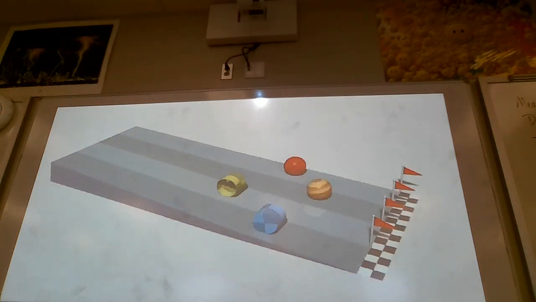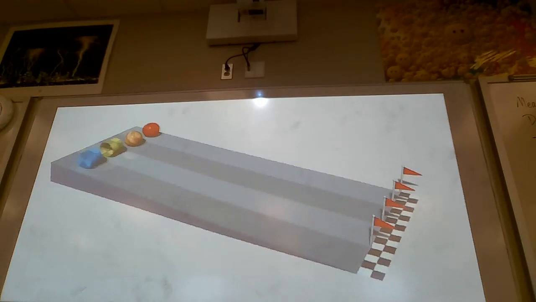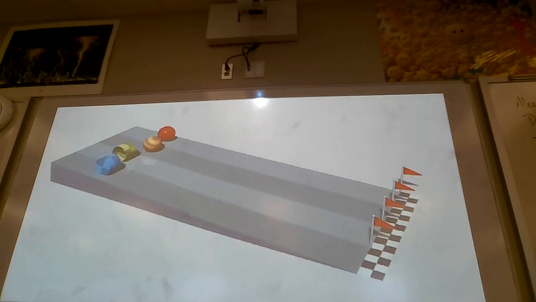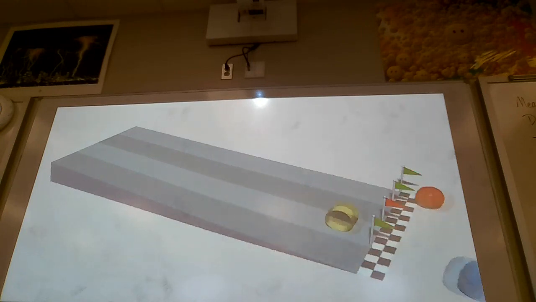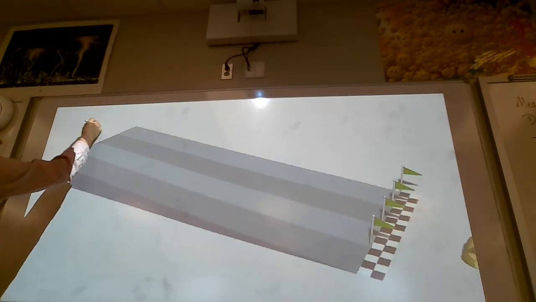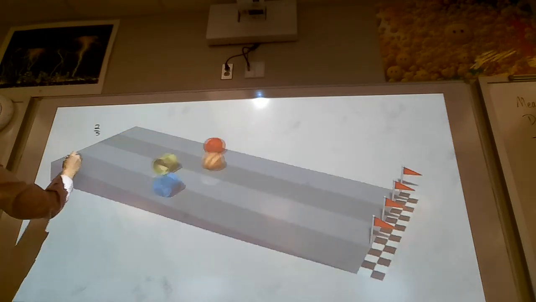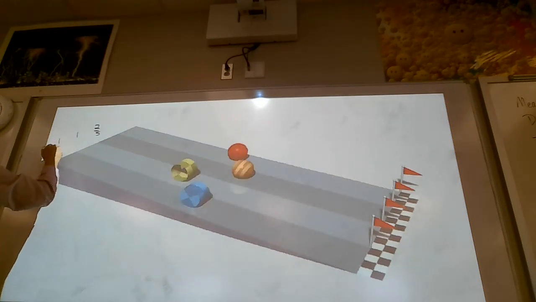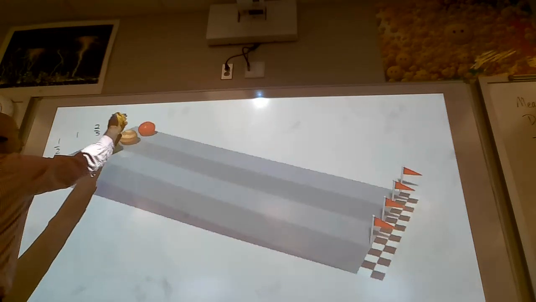There it is. Boom. Sphere, cylinder, solid. Sorry, the red's a shell, and then hoop. Okay. This is the moment of inertia, the coefficient of these things. This is 2/5. This is 1. This is 1/2. This is 3/5.